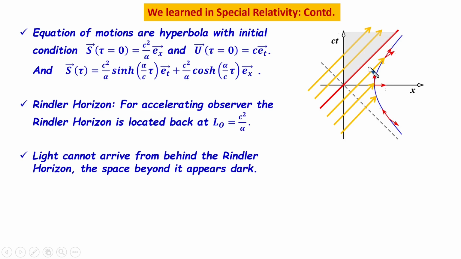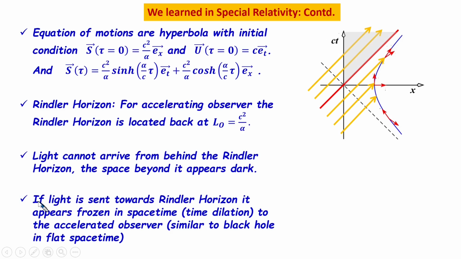So what it means is that this is a Rindler's horizon, and if I shine a light from beyond it, you will never be able to see it. It will never cross here. So beyond the horizon, this place will be dark. So if you are in this frame, you cannot communicate here. You will always see this region to be dark.